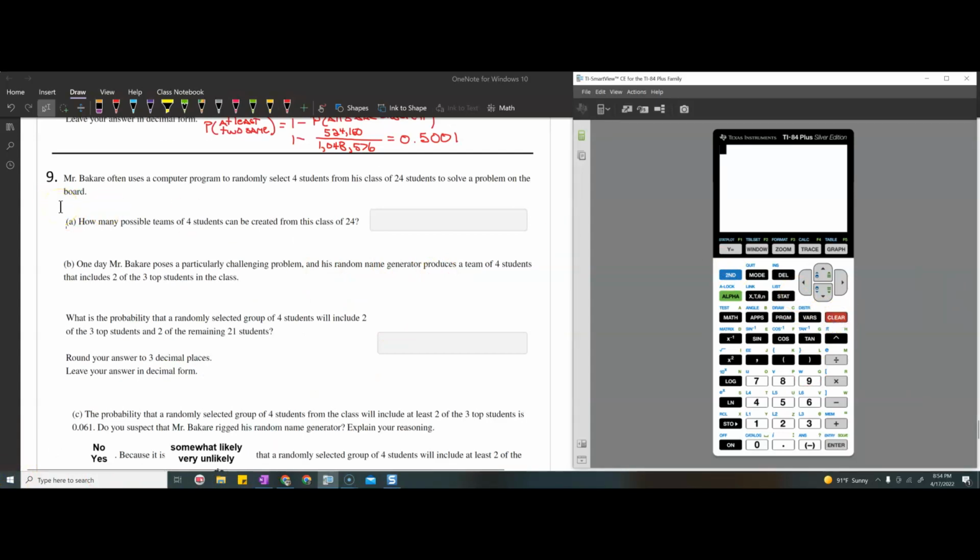Okay. Mr. Beckray often uses a computer program to randomly select 4 students from his class of 24 to solve a problem on the board. How many possible 4-student teams can be created from 24? So that's going to be 24, choose 4. Okay, and now this is going to be a combination. So I'm going to go 24, combination, 4.